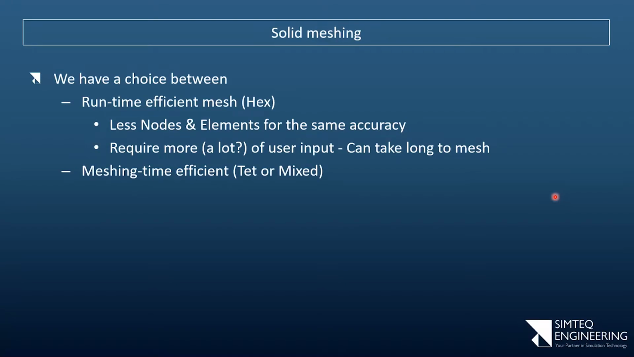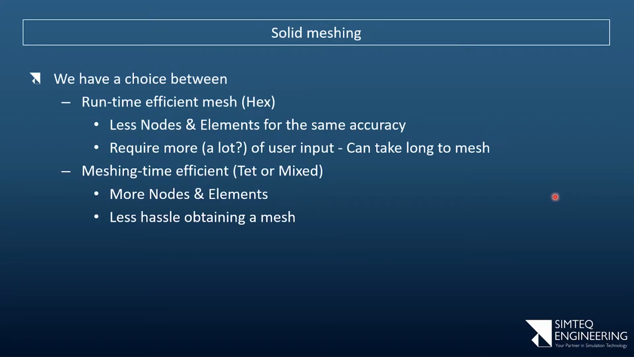In other words, in terms of your time, it takes a lot less time to mesh. The downside is we end up with a lot more nodes and elements. That can cause issues in terms of how long the model takes, but also how much memory you need on the machine to be able to solve it, which in turn can impact the cost of your solver. So it's a lot less hassle to obtain a mesh, but it can be a lot more hassle to obtain a mesh that your computer can solve if it's not large enough.